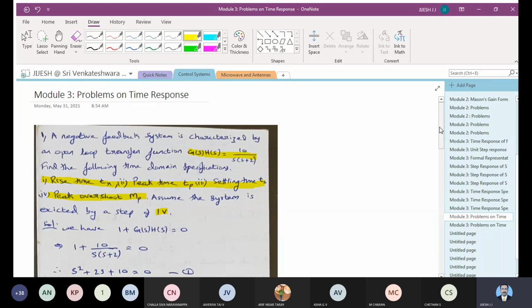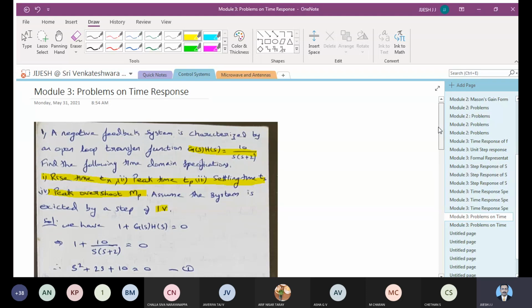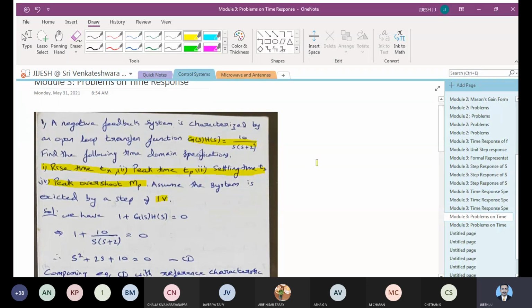So complete the question and try to solve it. All the equations are there with you. If anyone has got the answer for Tr, that is rise time, since it is the first problem, we will see how it is to be solved, and once we do it for Tr, the rest of it will be easy for you. Is the question completed? Yes, sir. Okay.